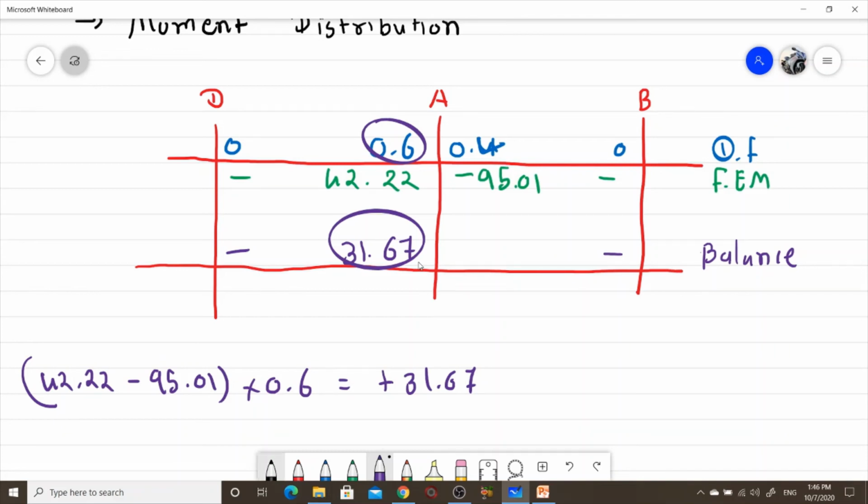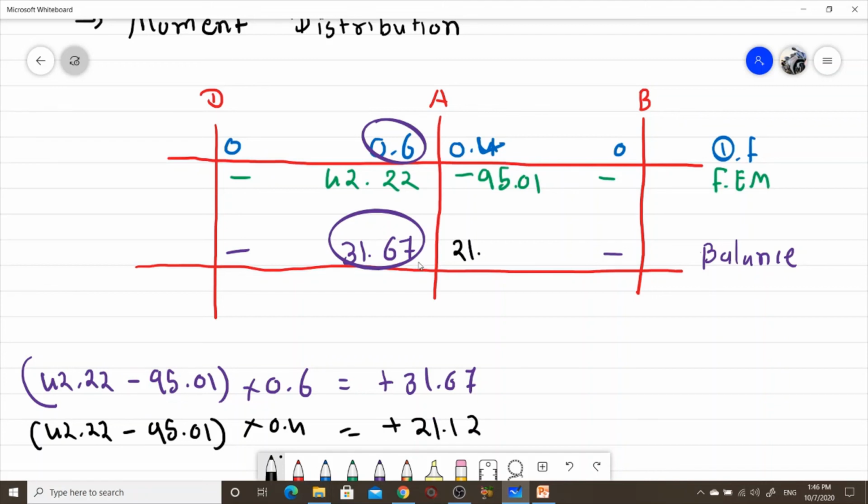Okay. Same equation for this one: 42.22 minus 95.01 into 0.4. So the value is minus 21.12. Convert it to plus and write down 21.12.